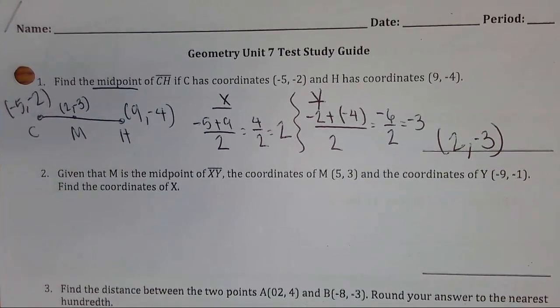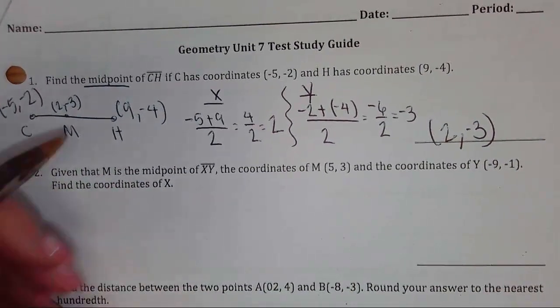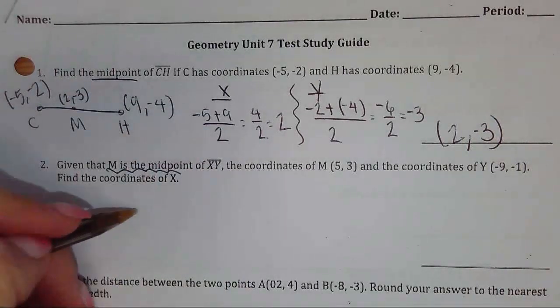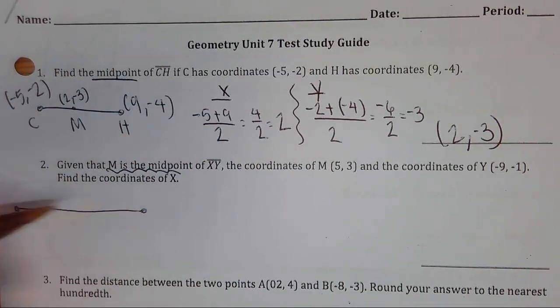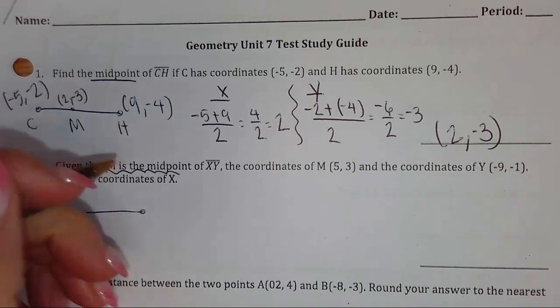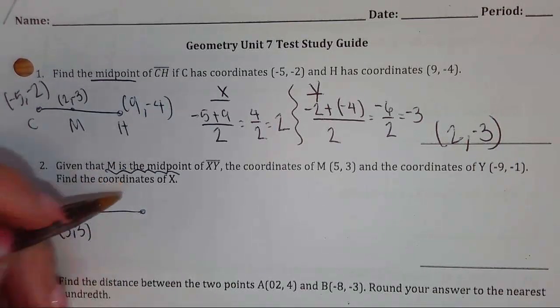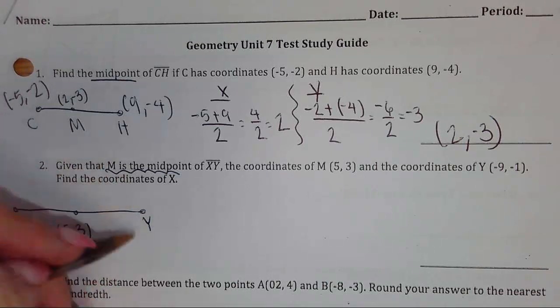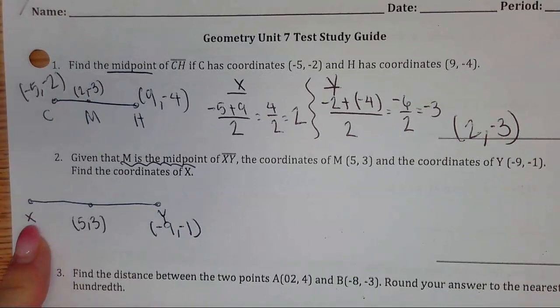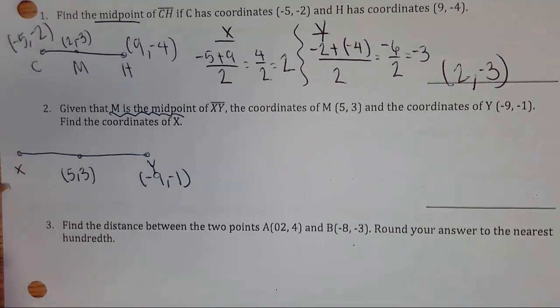Given that M is the midpoint, so they're giving us the midpoint this time, I need to find the coordinates of one of my endpoints. So my midpoint is going to be 5, 3, and let's just say this is x and this is y. The other endpoint is -9, -1. My whole goal is to find this coordinate right here, x and y.